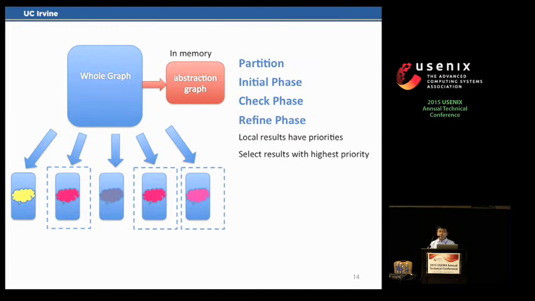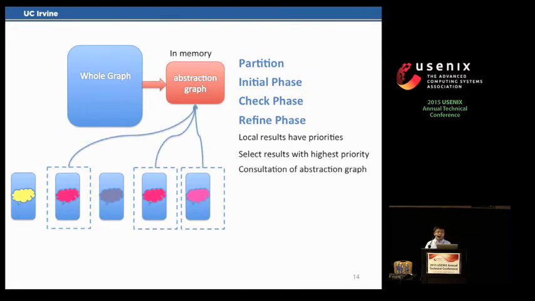However, using only this priority as the only guidance to select partitions will give you some false possibilities. Go back to the community example. It is possible that there is no connection between two communities with higher priority, so we can safely skip this option. So we use the abstraction graph to provide some guidance.